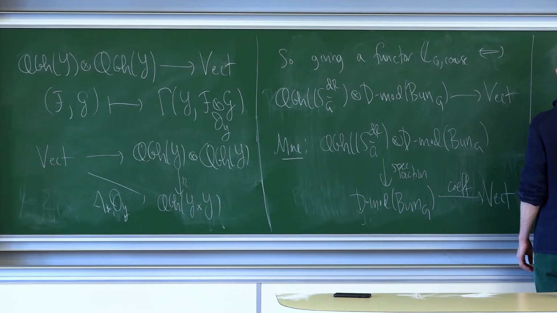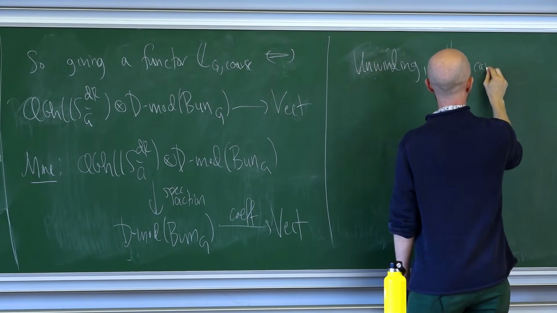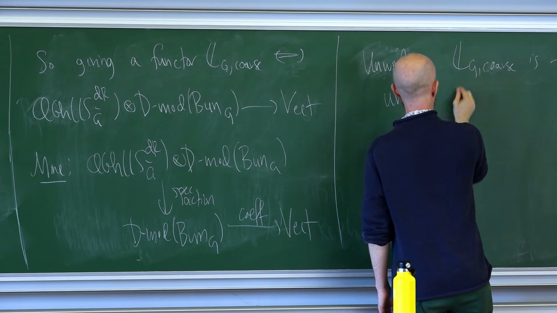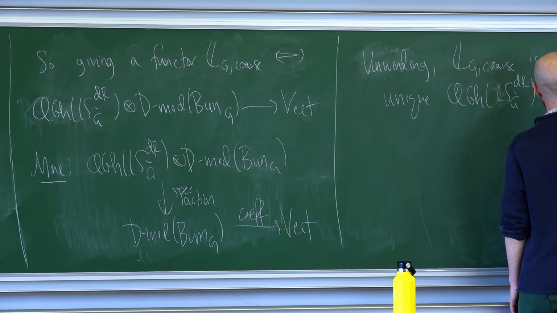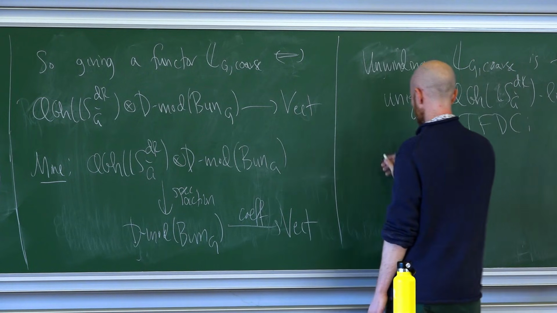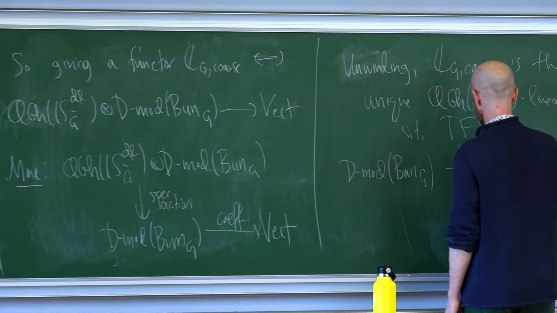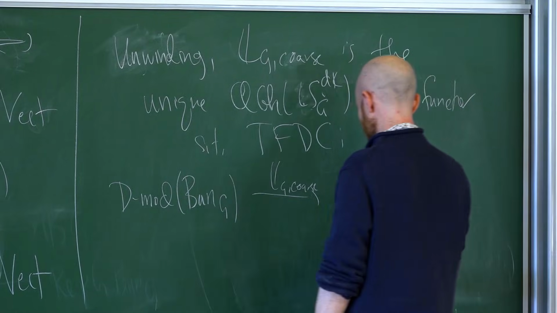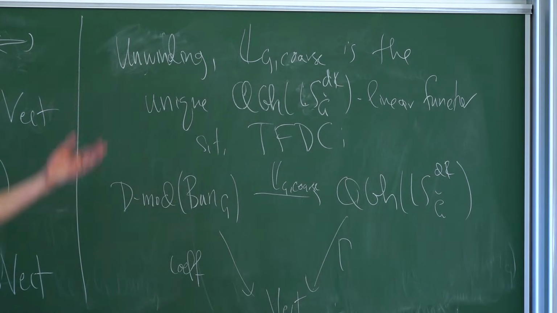If you unwind a little, this L_G coarse is really the unique QCoh of LocSys de Rham linear functor such that the following diagram commutes. So basically the diagram that I wrote up there.